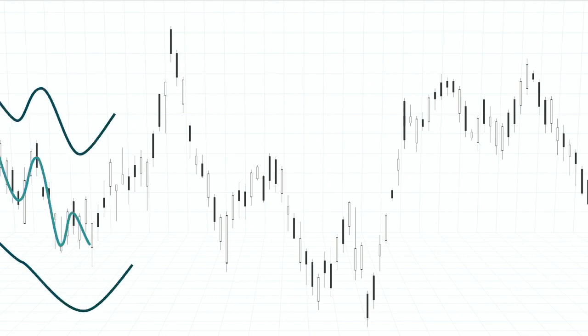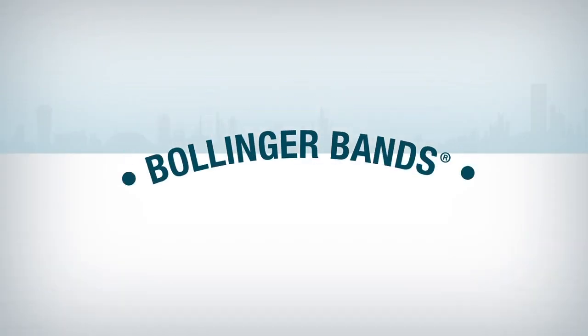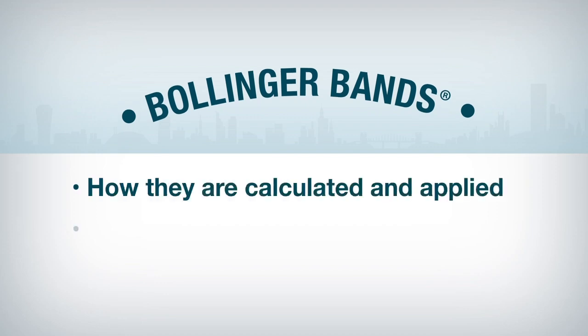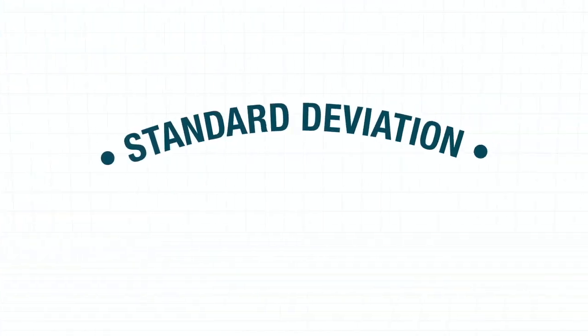Bollinger Bands are a technical indicator that can help you define trends and measure the volatility of securities like stocks. In this video, we'll explain how Bollinger Bands are calculated and applied, and address the benefits and risks of using this indicator. The bands are calculated using standard deviation from a moving average.